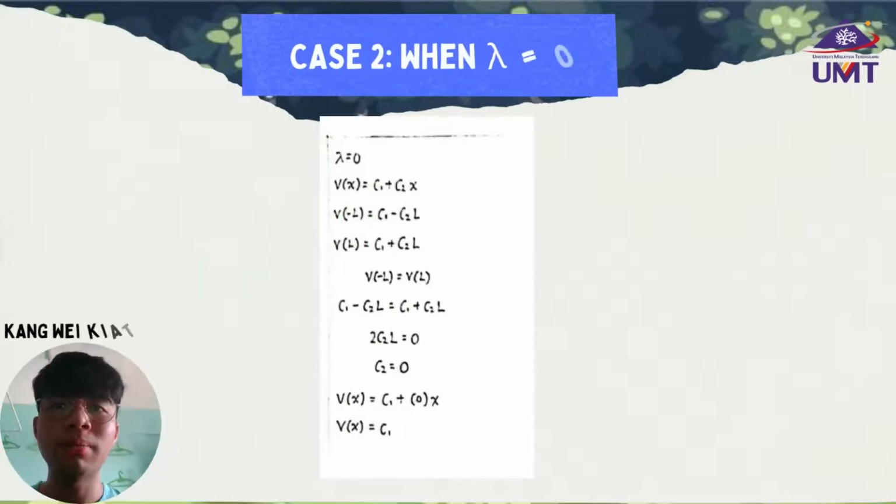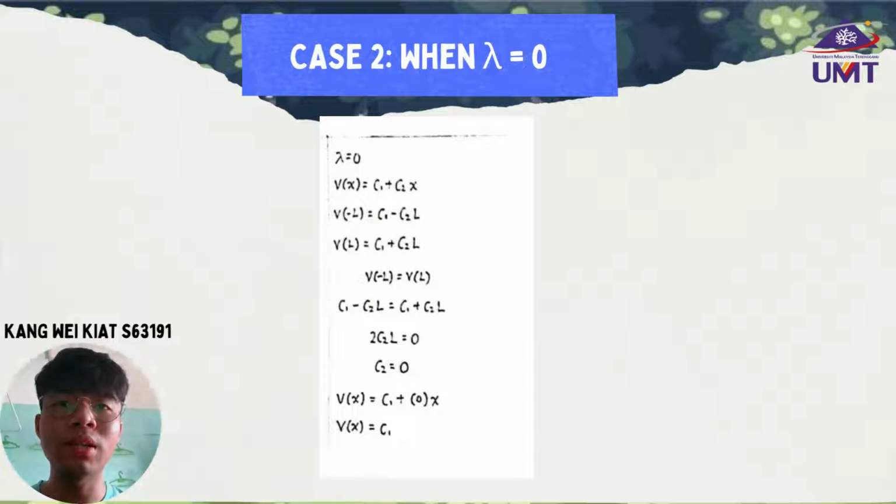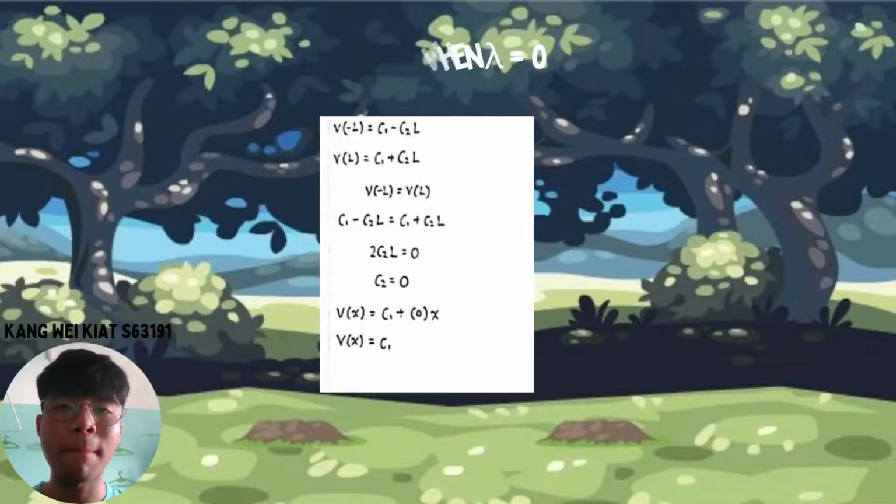For case 2, lambda equals 0, V(x) = C1 + C2x. V(-L) = C1 - C2L, V(L) = C1 + C2L. V(-L) = V(L), so C1 - C2L = C1 + C2L, 2C2L = 0, C2 = 0. V(x) = C1 + 0 times x, so V(x) = C1.